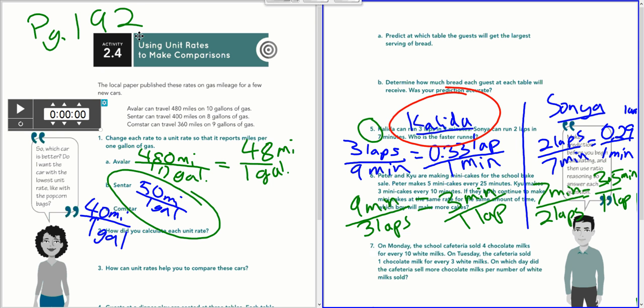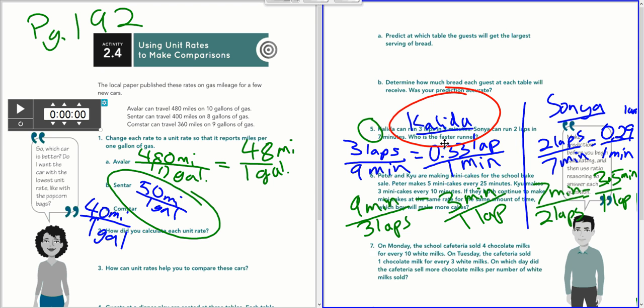So on page 193, we saw that there are 4 different vehicles here, each with a different rate. And keep in mind, this is just a rate, 480 miles over 10 gallons. All right, and then I want to divide 480 by 10, so I'd get 48 miles per 1 gallon. That's my unit rate, because your unit rate, again, has a 1 as the denominator. So then here I would have 50 miles per 1 gallon, and here I would have 40 miles per 1 gallon. So pose the question, which one has the best gas mileage? In other words, who gets the most miles for 1 gallon of gas? And it would be this car right here, the Centaur.